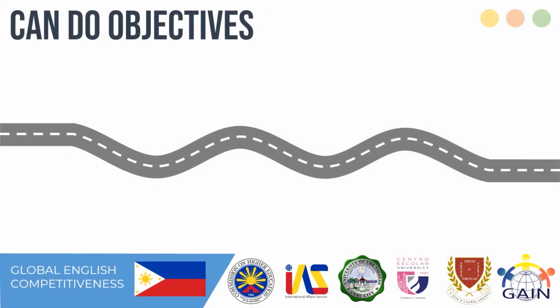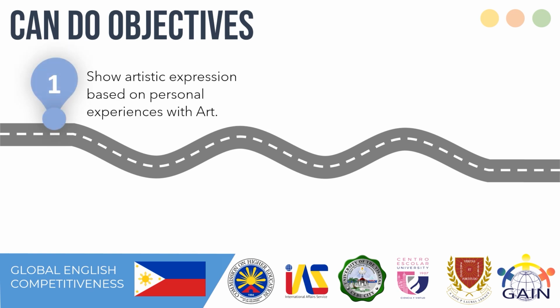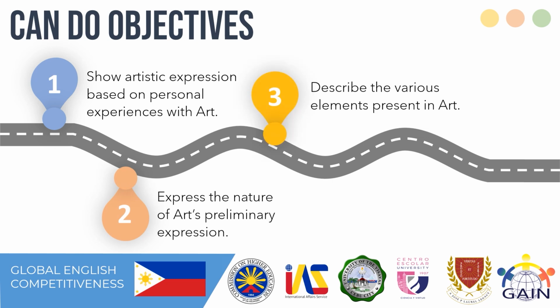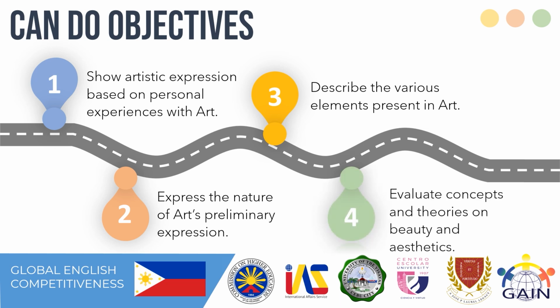To recap, we have 4 can-do objectives. First, show artistic expression based on personal experiences with art. Second, express the nature of art's preliminary expression. Third, describe the various elements present in art. And fourth, evaluate concepts and theories in beauty and aesthetics.